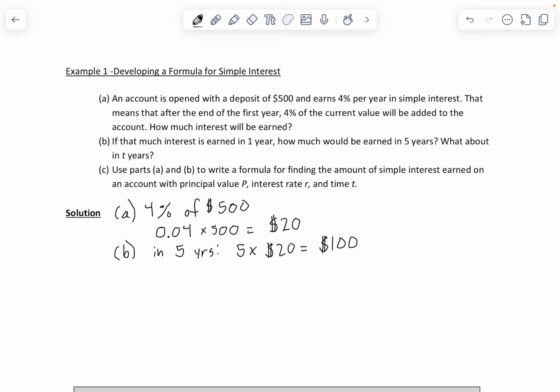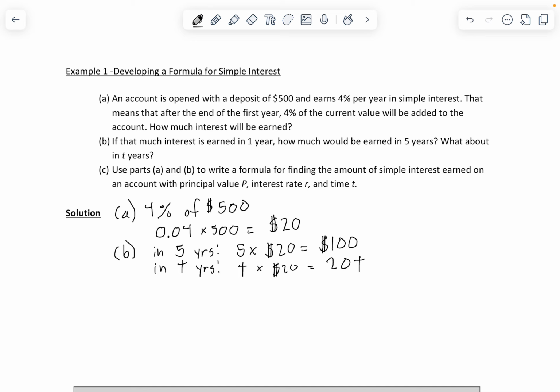Using this same line of reasoning, it doesn't matter what the number of years is. You always multiply 20 by the number of years, right? So in T years, it would be T times $20, or we could just write that as 20 times T. That's the amount of dollars earned.